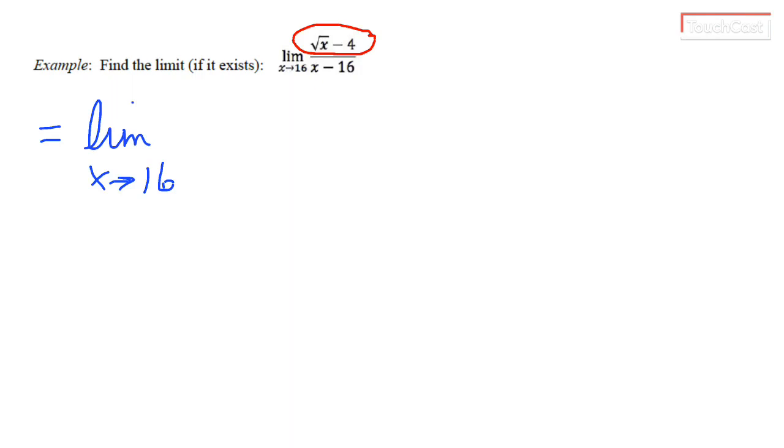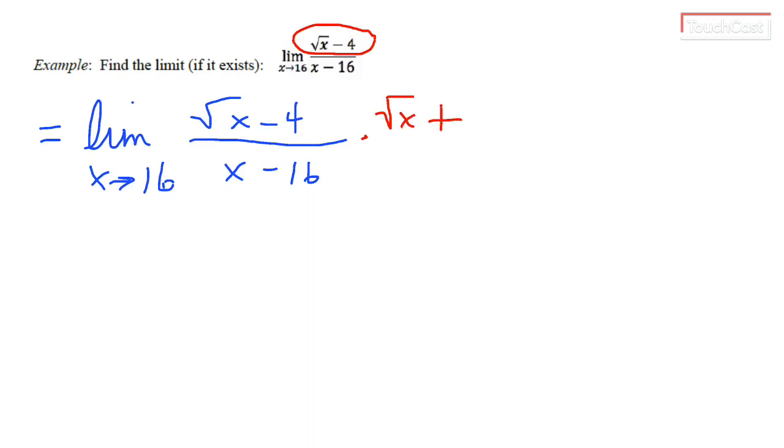So I'm going to multiply the fraction I have, the rational function, square root of x minus 4 over x minus 16. I'm going to multiply the top and the bottom by the conjugate of the numerator, because it's the numerator I'm trying to rationalize. The conjugate is square root of x plus 4. Now, to be fair, I have to multiply the denominator by square root of x plus 4.